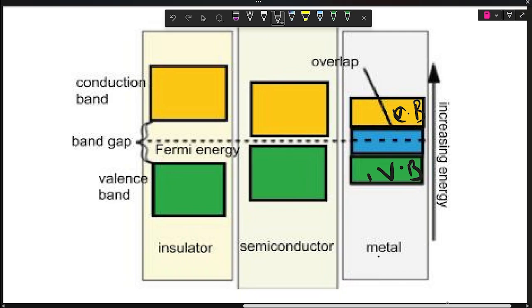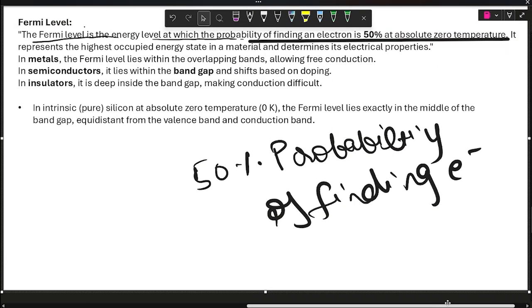If you take the case of an insulator, there is a lot of band gap here. So the Fermi level, that means the point where the probability of finding an electron is 50%, is somewhere in between the band gap. In the case of a semiconductor, it is also in between the band gap, but it is exactly in the middle for pure intrinsic silicon. So this is what it states. In metals, the Fermi level lies within the overlapping bands, allowing free conduction. In semiconductors, it lies within the band gap and shifts based on the doping. In insulators, it is deep inside the band gap, making conduction difficult.